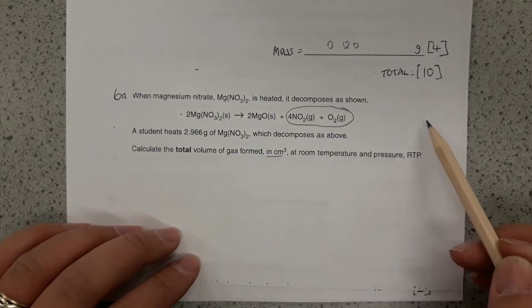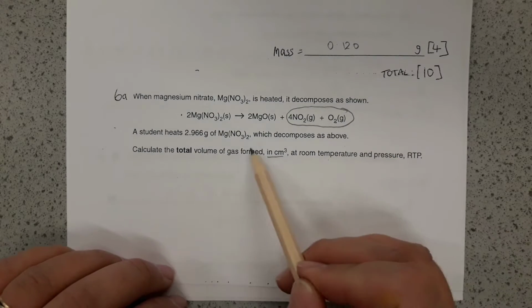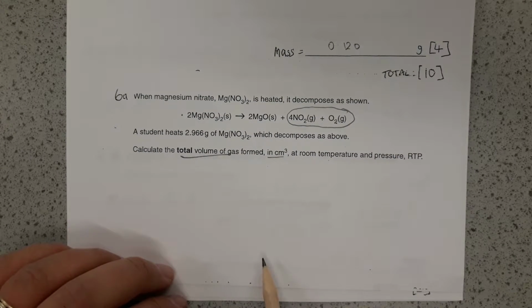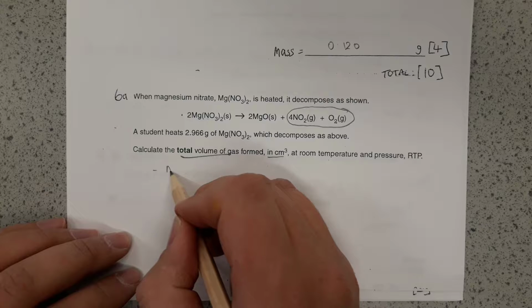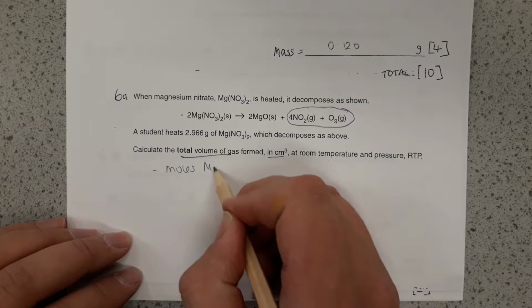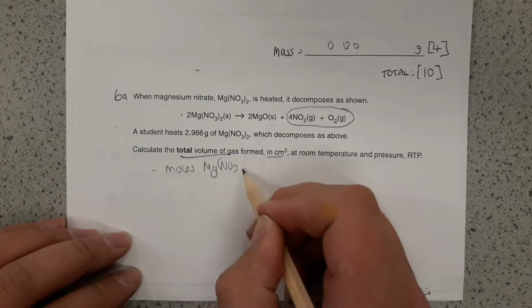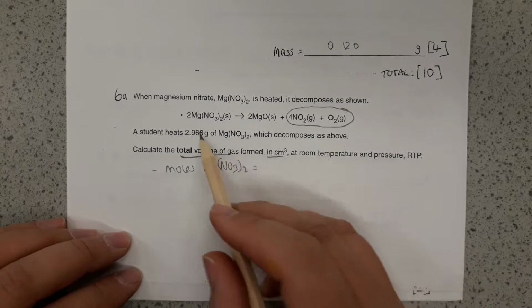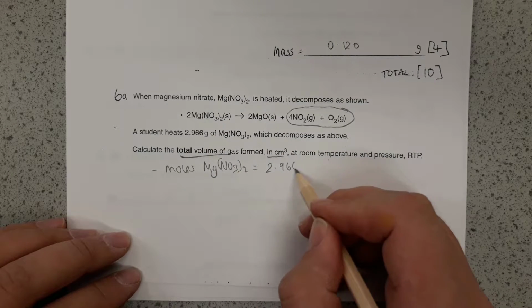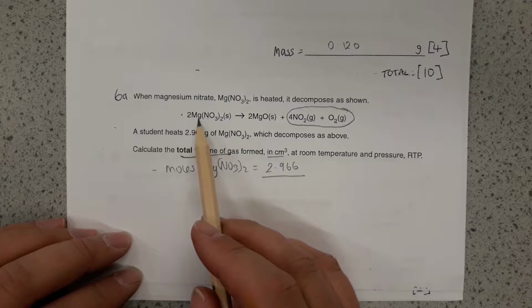That is total volume of gas. It doesn't matter the 2 different gases. That's what the question is asking for. So let's start off with number of moles of the magnesium nitrate, Mg(NO3)2, which is the mass over the molar mass, 2.966 over the molar mass of that.